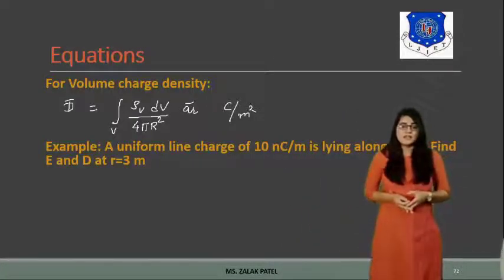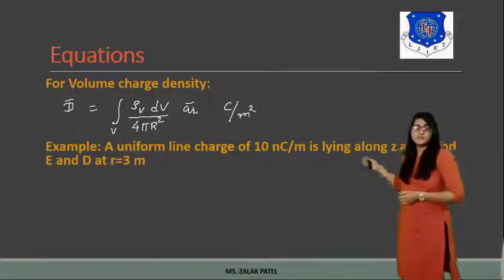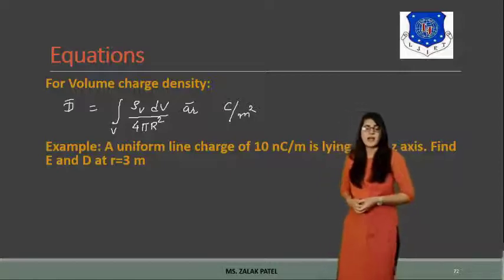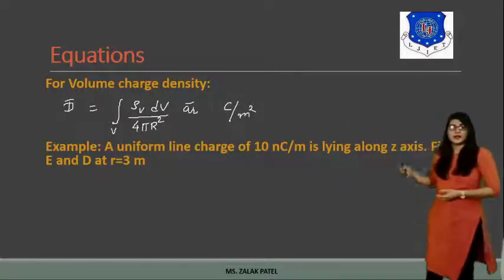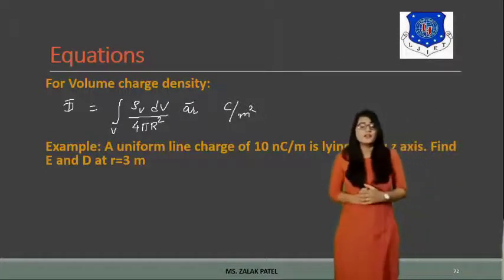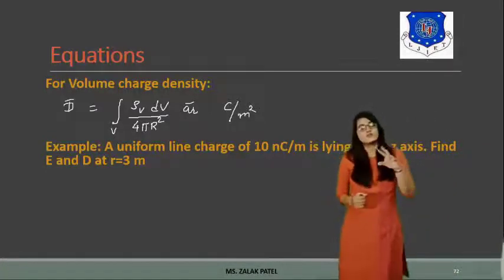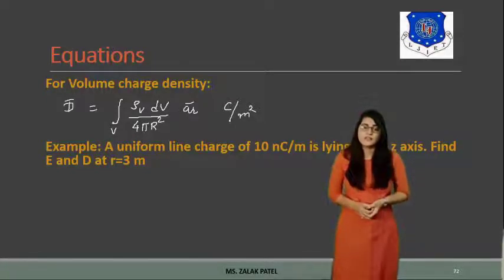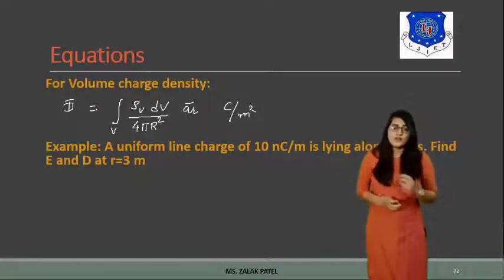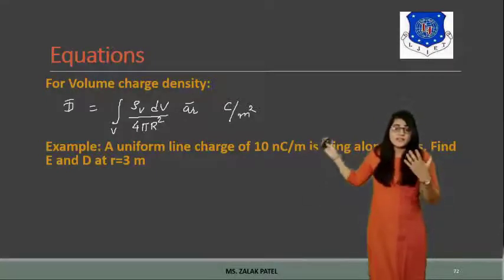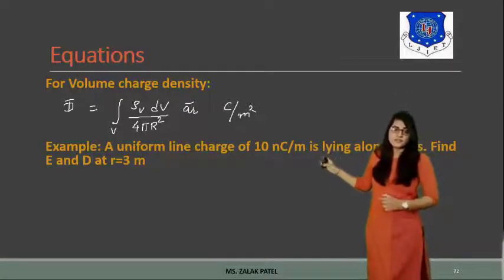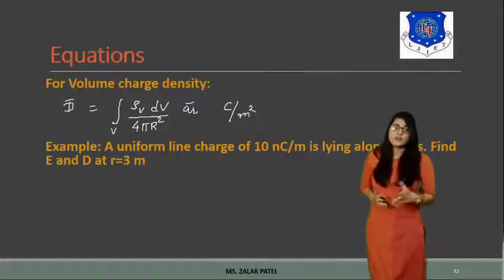So let's see one example related to it: a uniform line charge of 10 nanocoulomb per meter is lying along the z axis. You have to find E and D at r equal to 3 meter. So here two things are asked, electric field intensity and electric flux density. First, let's see which type of charge configuration that is. Here it is the line charge configuration, so you have to use the equation of rho L.